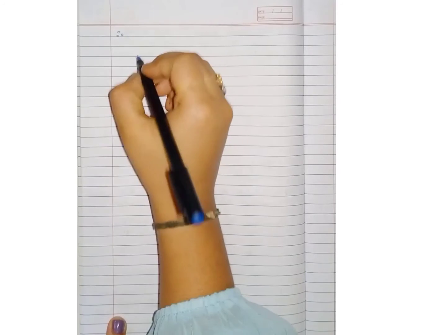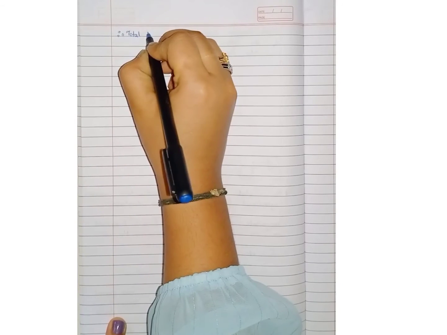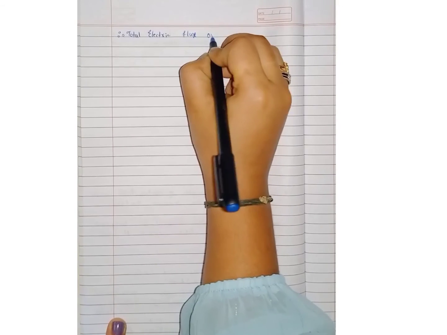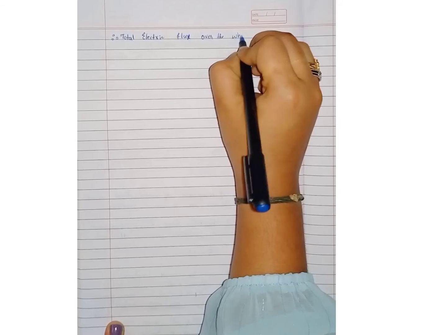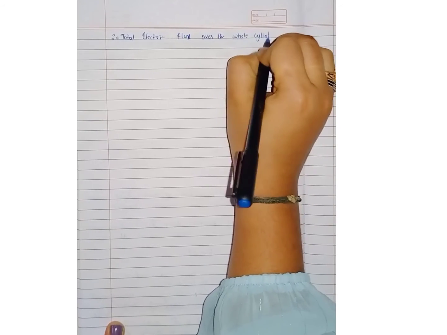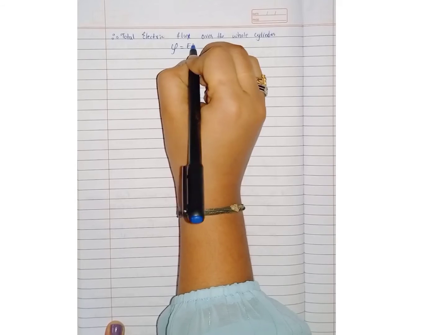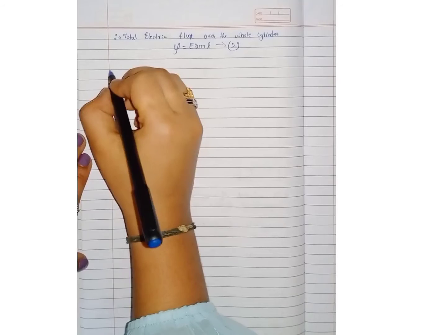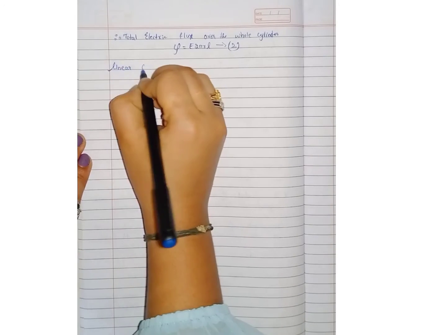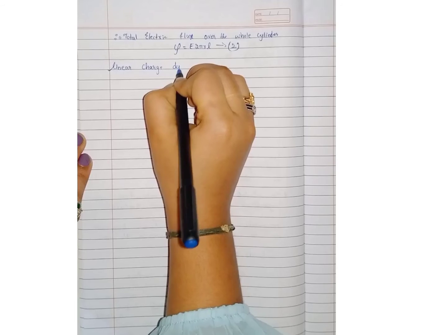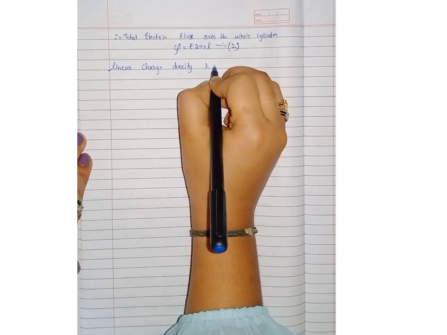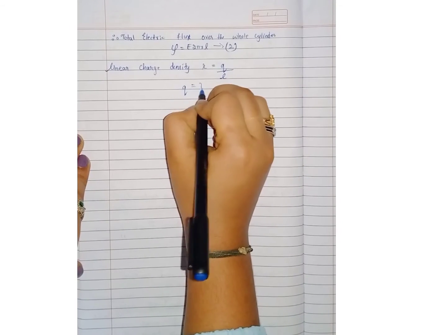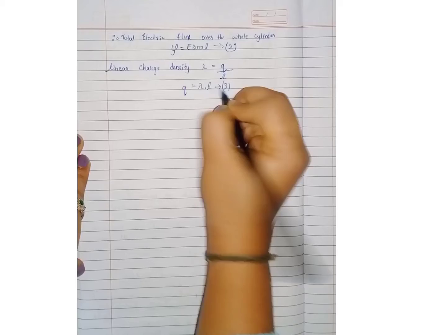Therefore, the total electric flux over the whole cylinder is phi equal to E 2 pi RL. This is equation 2. Next we have to see the linear charge density. The formula is lambda equal to Q by L, and Q is equal to lambda into L. This is the third equation.